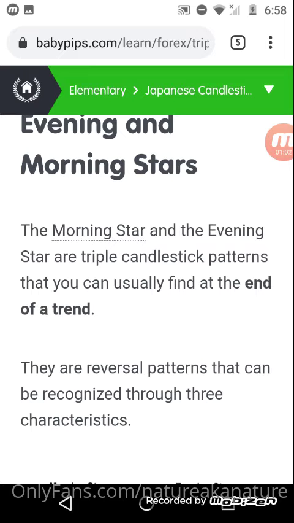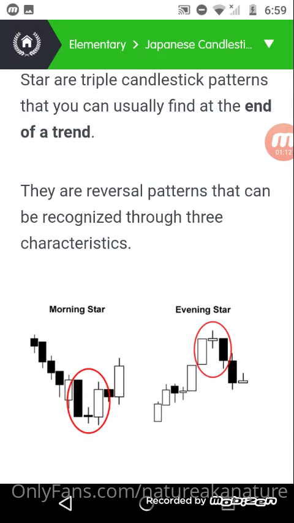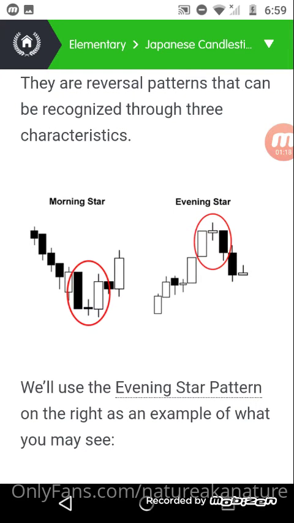So the morning star and the evening star are triple candlestick patterns that you can usually find at the end of a trend. These are reversal patterns that can be recognized through three characteristics. For the morning star, these are the three characteristics. For the evening star, these are the three characteristics. You're gonna find a morning star or an evening star at the end of a trend.